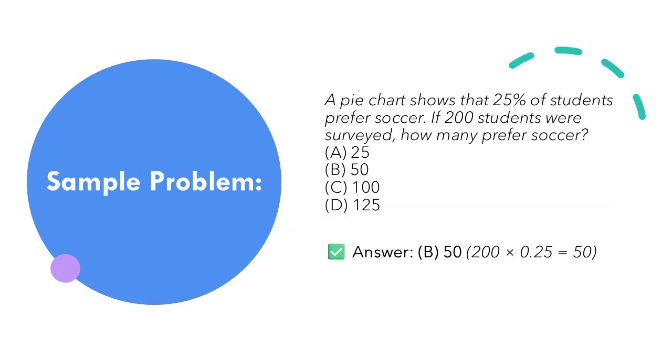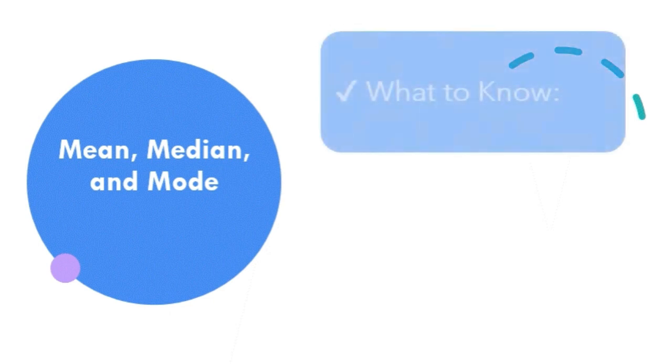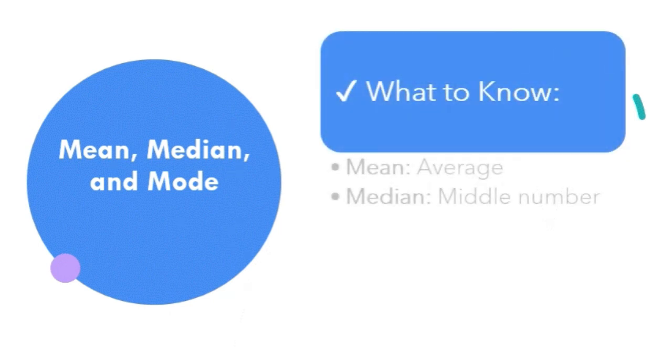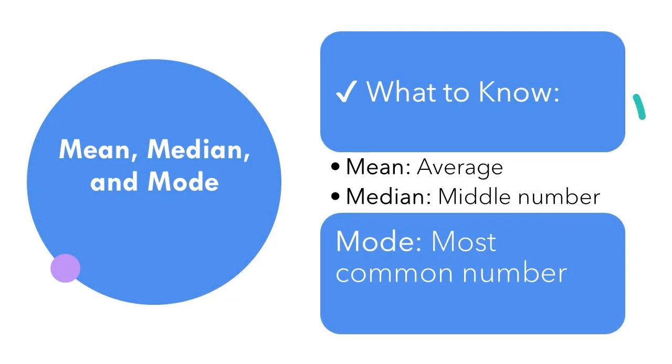50. Quick tip: if a pie chart doesn't give percentages but instead shows angles, remember, percent equals angle divided by 360 times 100. This helps when you need to convert angles into percentages. Now, let's talk about the 3 M's of statistics. What to know? Mean equals average, the sum of numbers divided by the count of numbers. Median equals the middle number when the numbers are in order. Mode equals the most common number, the one that appears most often.